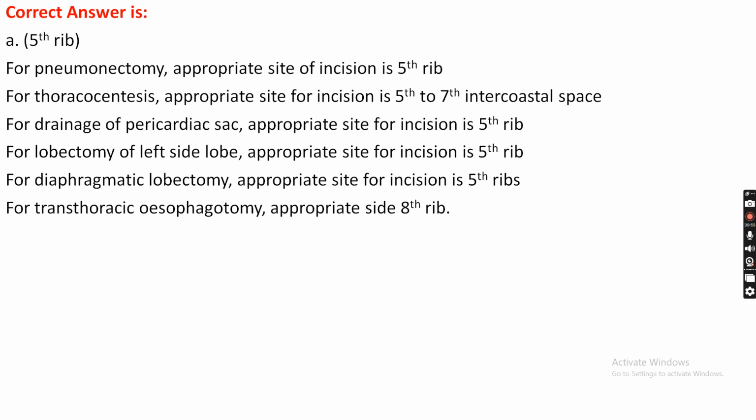For thoracocentesis, the appropriate site for incision is the 5th to 7th intercostal spaces. For drainage of the pericardial sac, the appropriate site for incision is the 5th rib. For lobectomy of the left side lobe, the appropriate site of incision is the 5th rib. For diaphragmatic lobectomy, the appropriate site is also the 5th rib. Okay. For transthoracic esophagotomy, the appropriate site is the 8th rib.